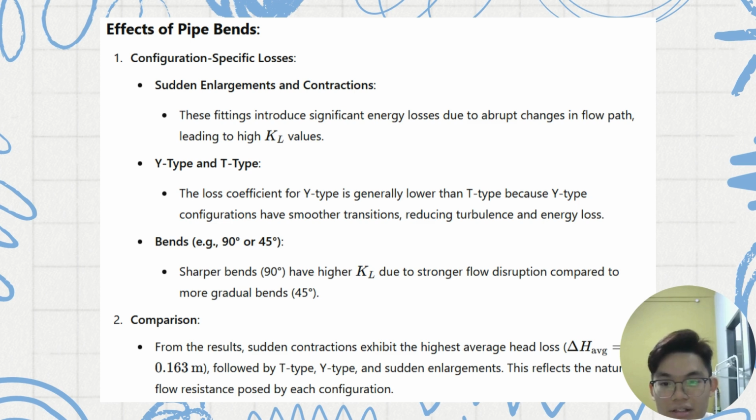And the third part is the effect of pipe bends. We do a comparison between sudden enlargement and contraction, Y type and T type, and also the bends, for example, 90 degree and 45 degree. And we get a result that sudden contraction exhibits the highest HL, followed by T type, Y type, and sudden enlargement. This reflects the nature of flow resistance posed by each configuration.